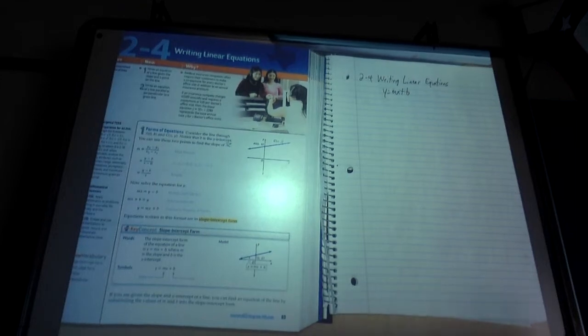All right, we're in 2-4 today, starting on page 83. I would say this is about the pinnacle of what we're going to learn in terms of linears. This is stuff you learned in Algebra 1. We're going to get back into it today.